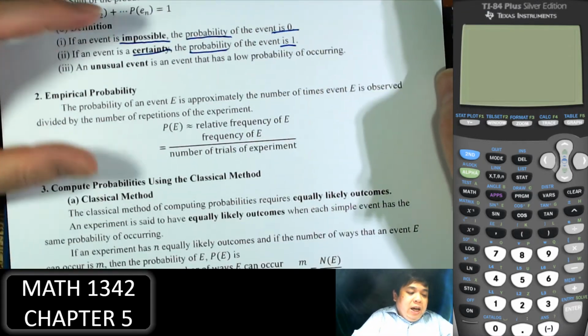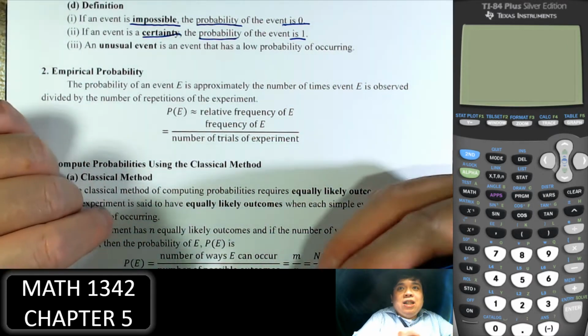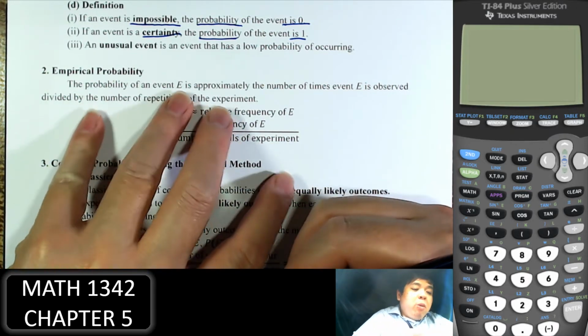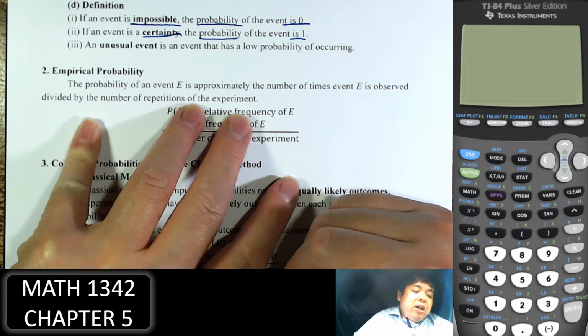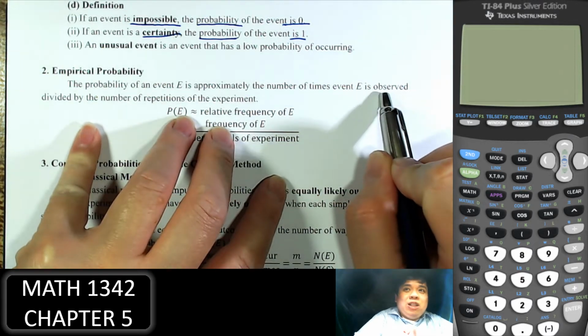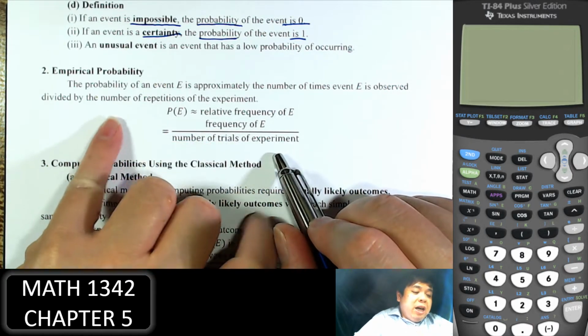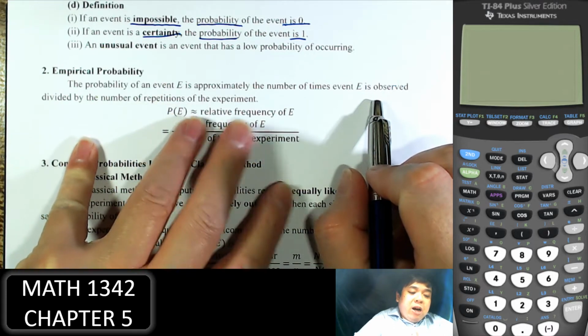Right. Empirical probability, we won't be able to do that on the test because this involves experiment. The probability of an event is approximately the number of times an event E is observed. So we have to do some experiment and then some observation, which we won't do. Observed divided by the number of repetitions of the experiment.